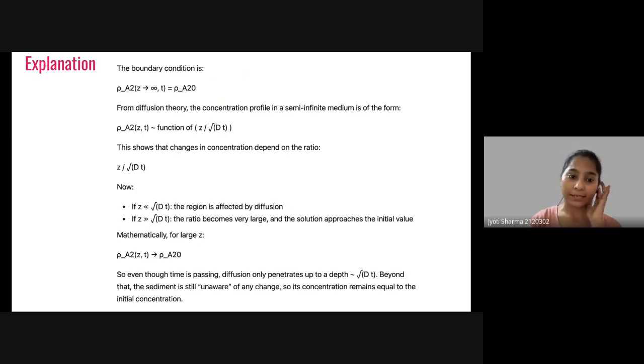This is a different way of explaining the same thing: even though time is passing, diffusion only penetrates up to a certain depth. Beyond that, the sediment is unaware of any change. So what I said is, near the interface there will be a change in the concentration of A in the pore water, but what we are talking about is very far away from the interface. Because diffusion is very slow, we assume that at z approaching infinity, the concentration will be the same as it was initially.